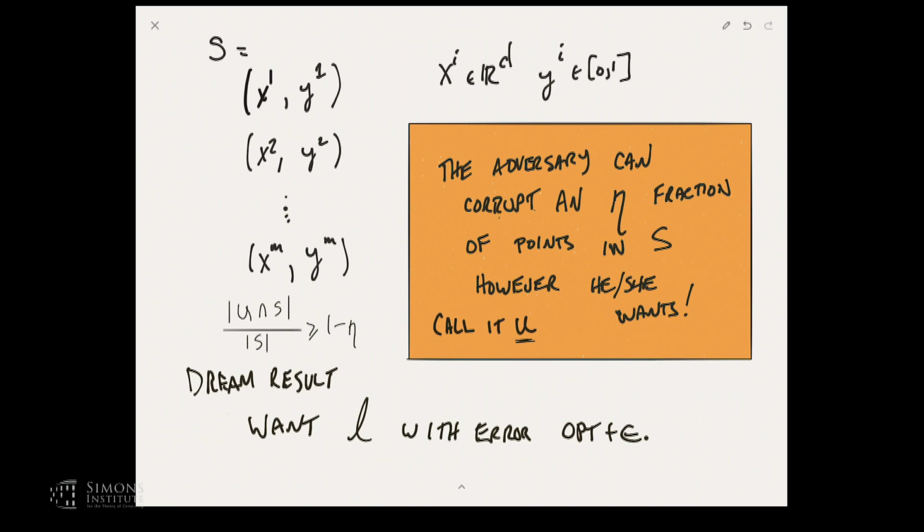So the adversary can corrupt an eta fraction of points however he wants. This is more general than, say, the Huber contamination model. The dream result would be that even given samples that have been corrupted, I'm still able to output a linear function L that has error approximately opt plus epsilon with respect to the distribution from which these samples were drawn. Is the dream result clear?